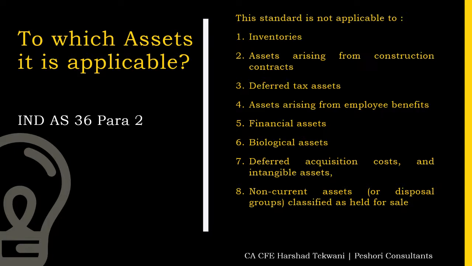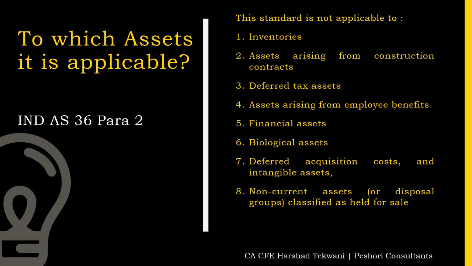Next, assets arising from construction contracts. In this case, the construction contract standard specifically talks about a clause where you need to assess whether the contract is an onerous contract or not, whether there is a loss arising out of the contract. You need to assess this at the end of each reporting period. That is already separately governed, so why include it in this standard? That's why it has been excluded.